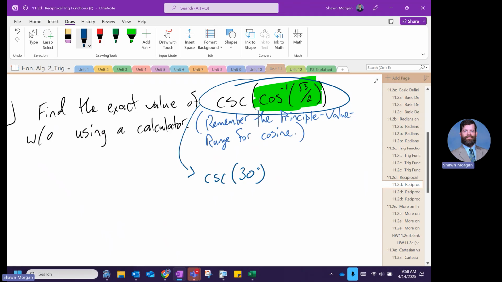Now, I put something interesting, and the jacket's coming off now because it's about to get real up in here, okay? I put something in parentheses that says, remember the principal value range for cosine. Remember the principal value range for cosine.